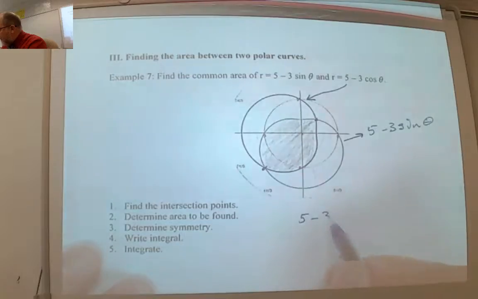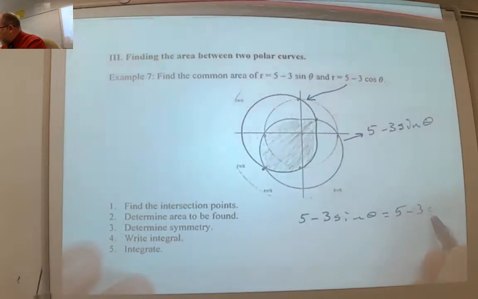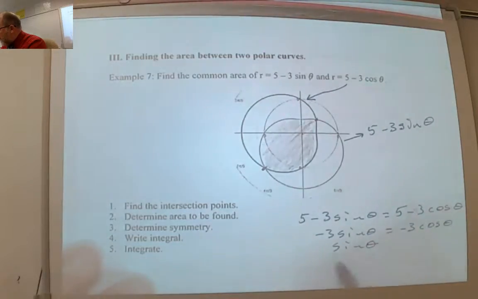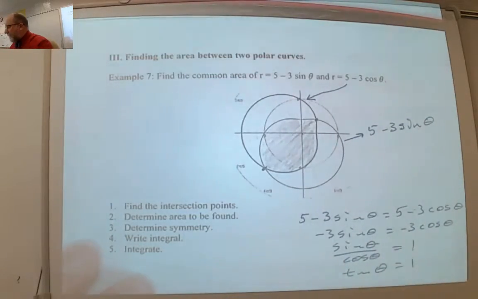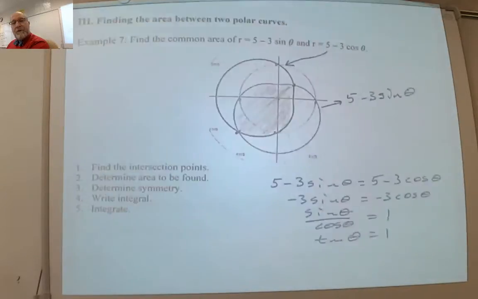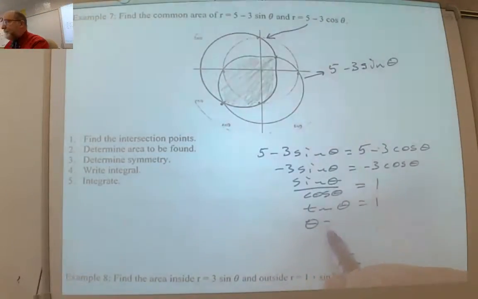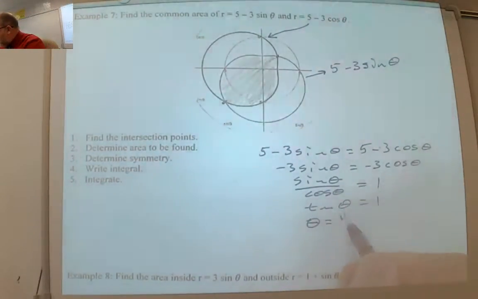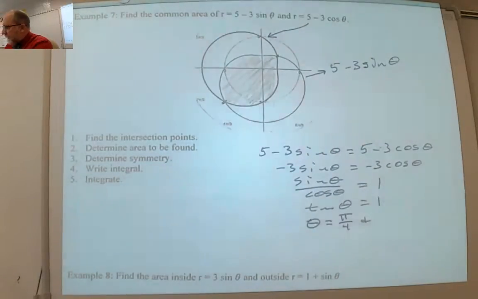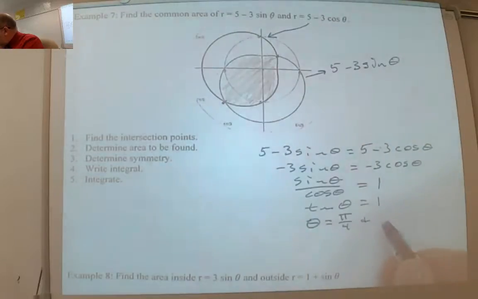5 minus 3 sine theta equals 5 minus 3 cosine theta. And so I get negative 3 sine theta equals negative 3 cosine theta. And I get the sine of theta over the cosine of theta equal to 1. And I always write this as the tangent of theta equal to 1. So I'll slide this a little bit so you can see that. So theta is equal to what? Pi over 4 and 5 pi over 4.